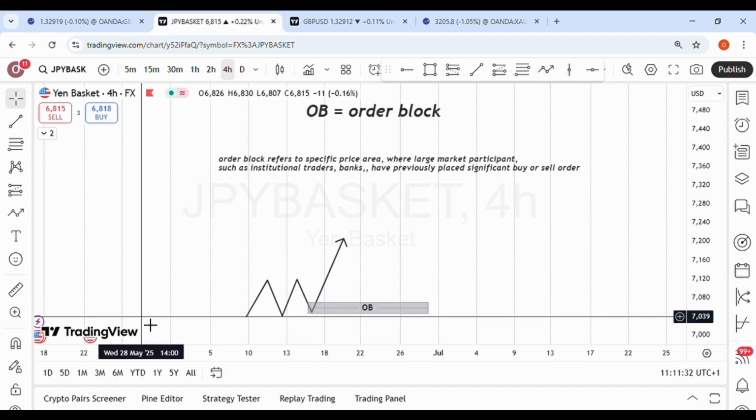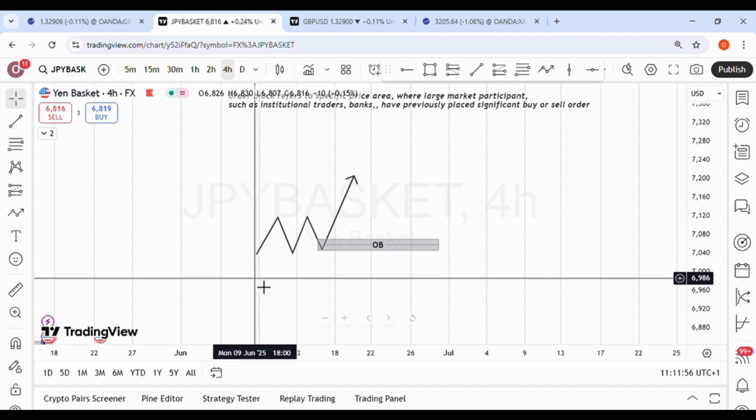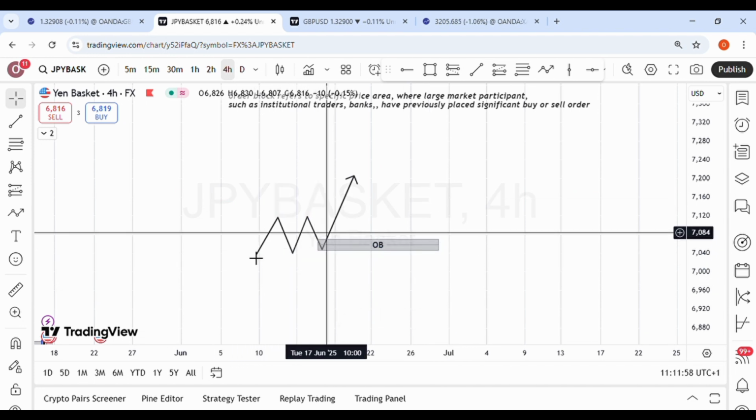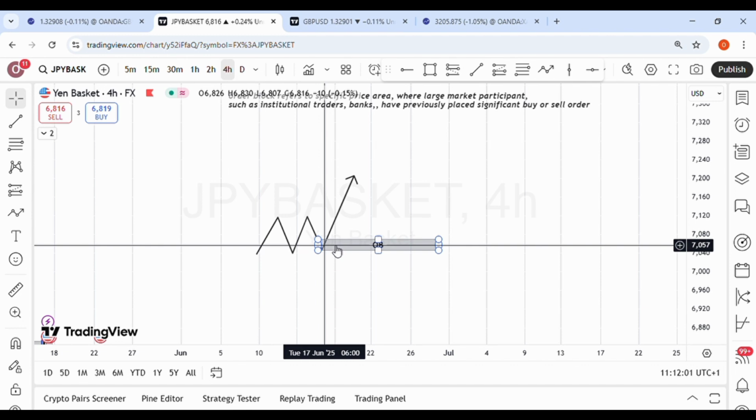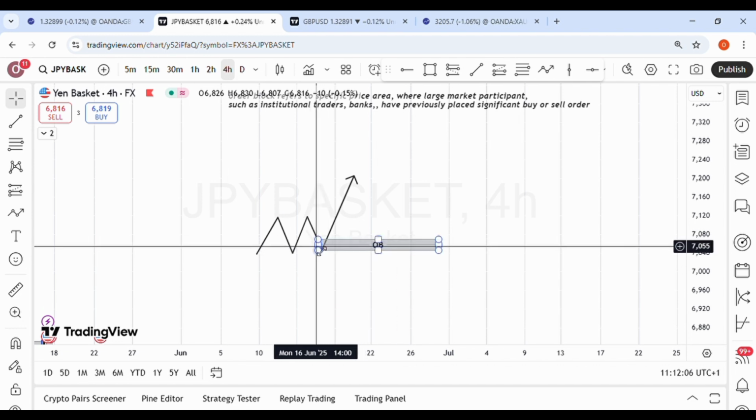institutions respect. So guys, first of all, let's start by explaining what an order block is. An order block refers to a specific price area where large market participants, such as institutional traders, banks, etc., have previously placed significant buy or sell orders. Simple. Now, look at this illustration down here. This is a particular area where the institutional traders, the banks, the hedge funds, place a significant buy or sell order.